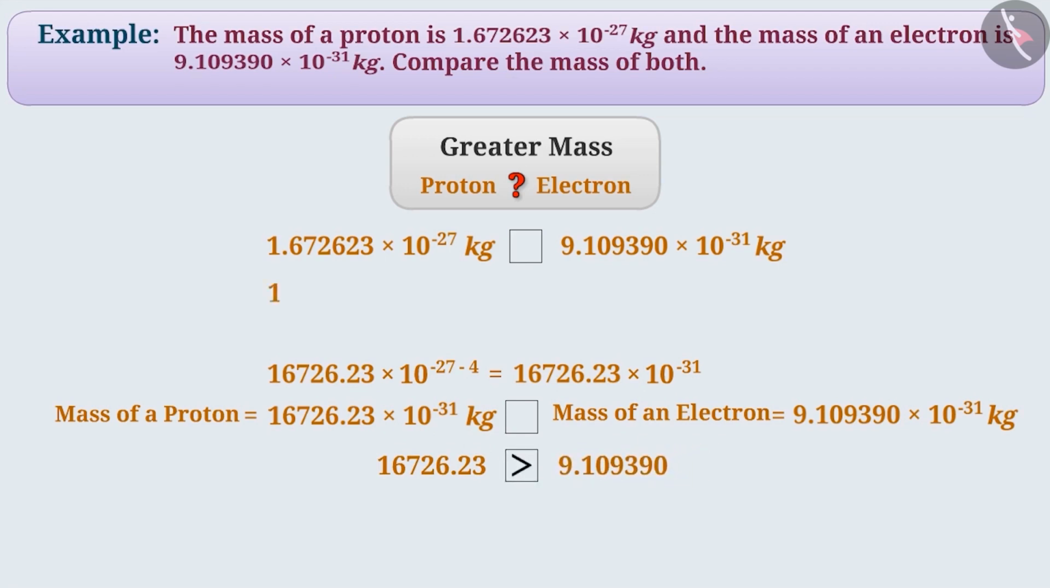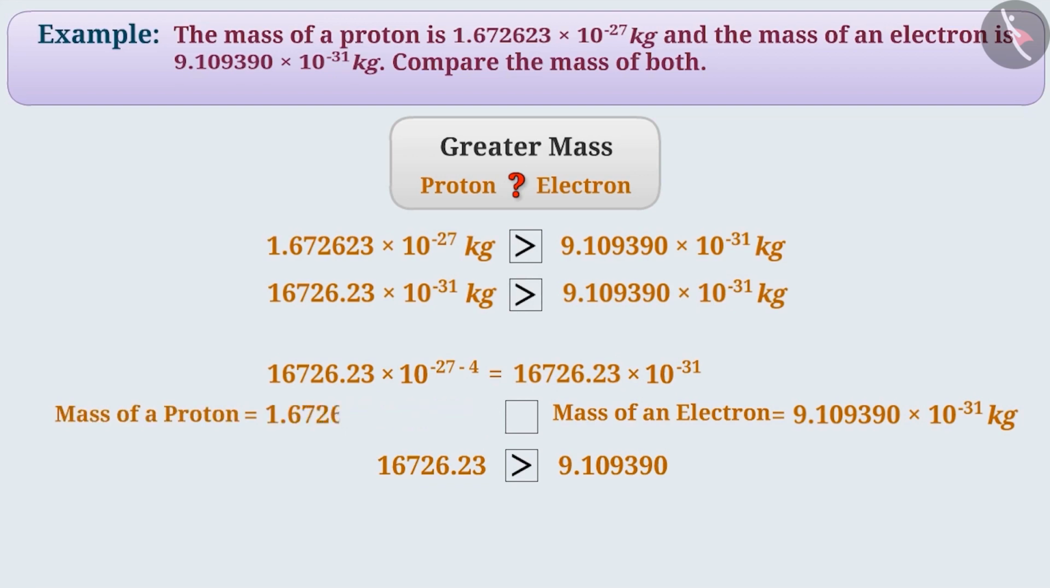So, we can say that 16,726.23 into 10 to the power of minus 31 kg is greater than 9.109390 into 10 to the power of minus 31 kg. That is, the mass of a proton, 1.672623 into 10 to the power of minus 27 kg, is greater than the mass of the electron.